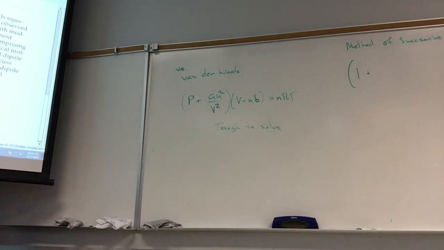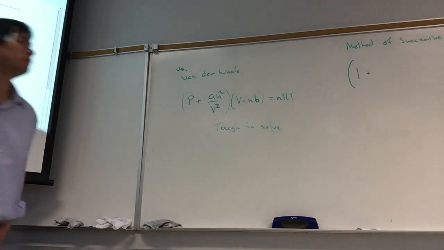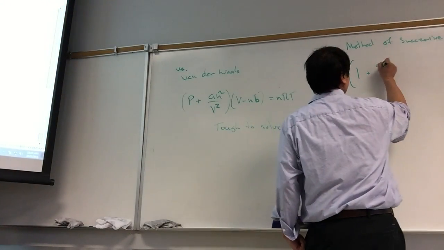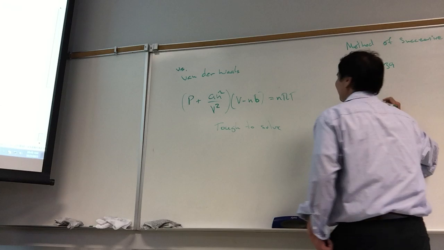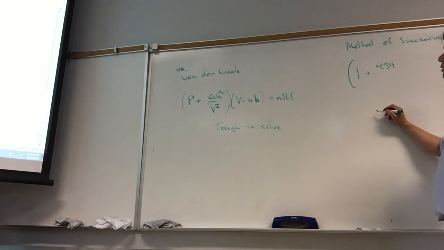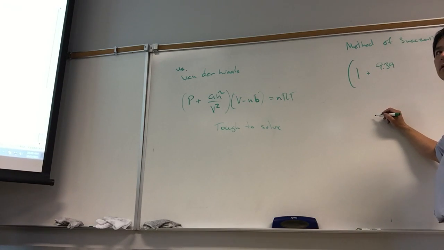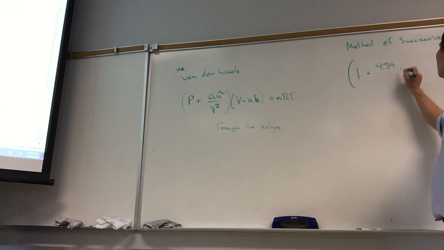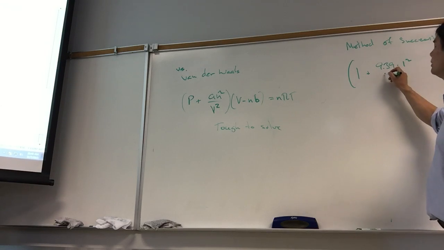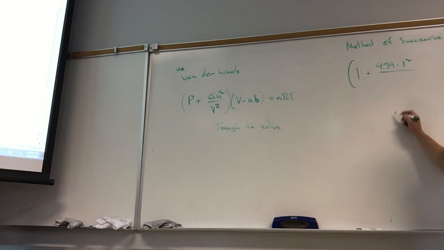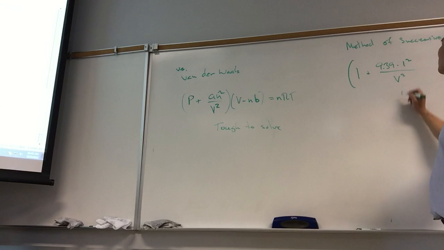So I have to look up A for propane. Oops, where was it? This page, I think. And so looking up A for propane, it's 9.39. How many moles did I say? 1, right? I'm trying to keep the numbers simple. So that's going to be 1 squared divided by the volume. Well, I don't know what the volume is. That's what we're trying to solve for.